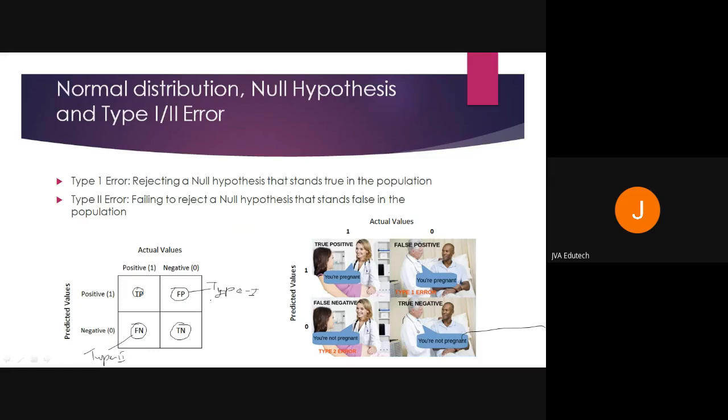Normally, type 1 error is not a problem of concern, right? But type 2 error is a problem of concern. You should avoid doing type 2 error. If type 1 error is happening by chance, it's okay. But type 2 error shouldn't be there.